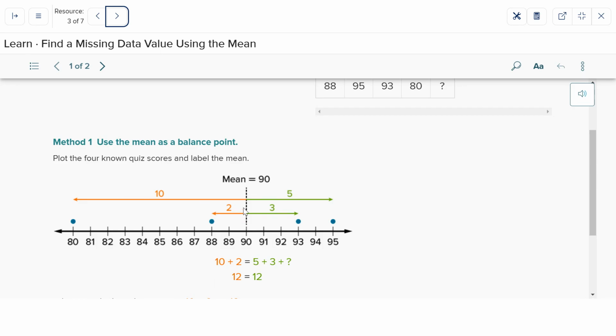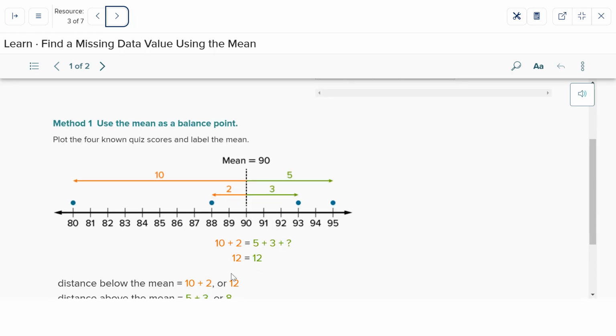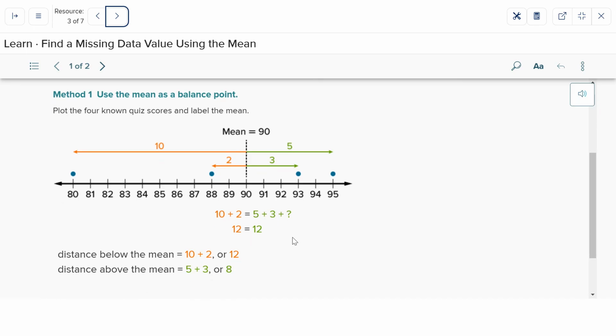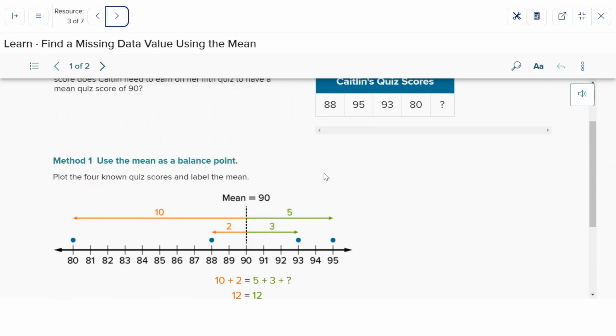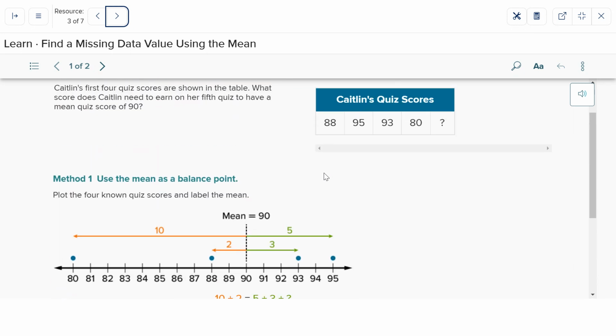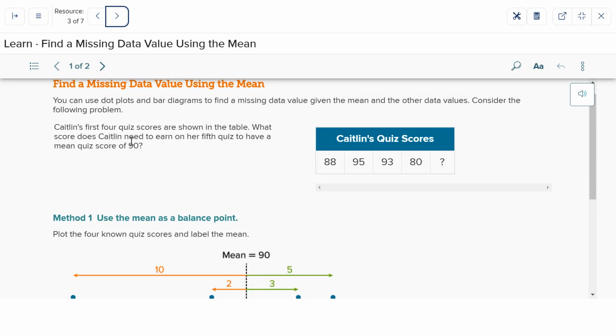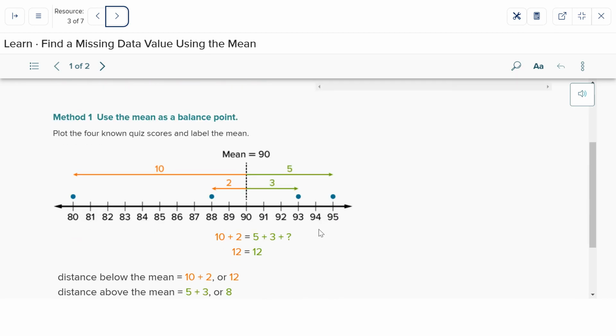That gives us 12. And on this side, we've got 90 to 93 is 3, and then 90 to 95 is 5. If we add those up, that's going to give us 8, but we want it to equal 12. So we need to figure out what our missing value is here. If we want to get to 12, we need something that will be 4. So that means that we would need our dot to be 94, and therefore her score must be 94 or higher if she wants to get that mean quiz score of at least 90. Okay, so 94 is the exact answer there.